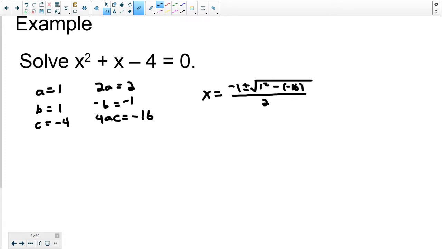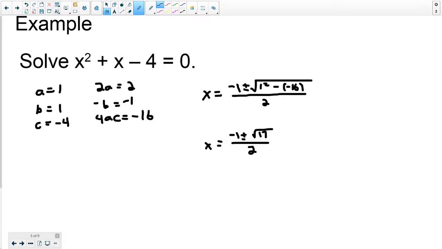Okay, so now I'm going to simplify what's underneath the square root first. 1 squared is 1. 1 take away negative 16 is positive 17. So I get positive 17 under the square root symbol. And I have 2 here. So x is going to be equal to negative 1 plus or minus square root of 17 over 2.